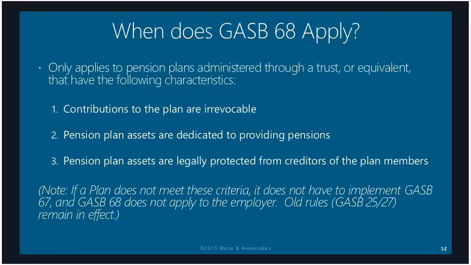So first thing, you might be asking, when does 68 apply? If you put your pension plans in a trust or equivalent, it must meet 3 characteristics. Otherwise, the old rules, GASB 25 and 27, still apply, and 68 is no longer in effect. So those 3 rules, as you can see here: the first is contributions to the plan are irrevocable. Pension plan assets are dedicated to providing pensions. And thirdly, pension plan assets are legally protected from creditors of the plan members. So like I said, if your pension plan, trust, or equivalent do not meet these 3 criteria, you don't have to worry about 68.